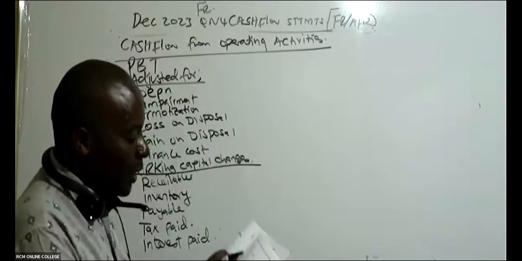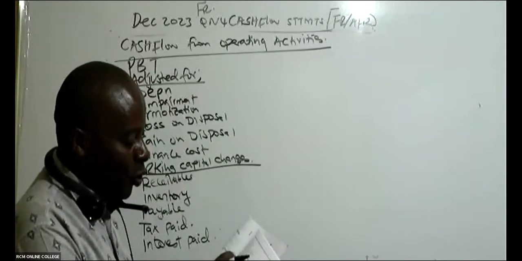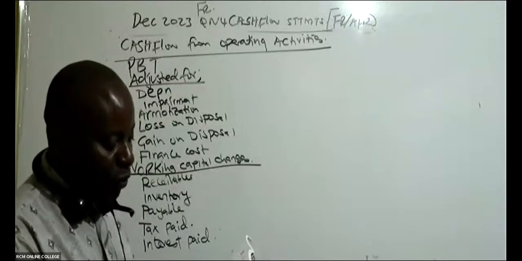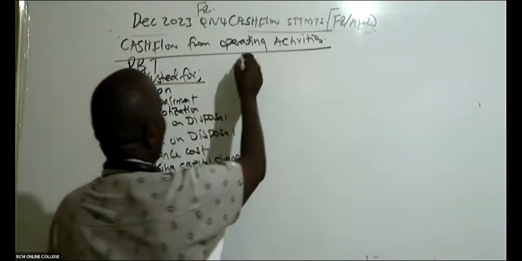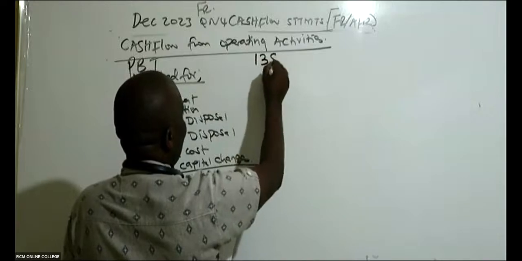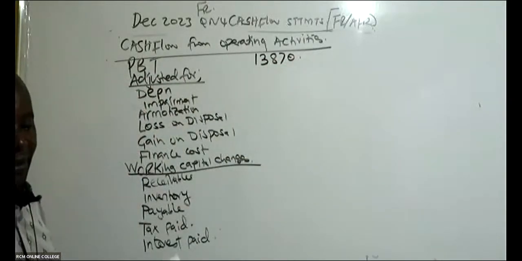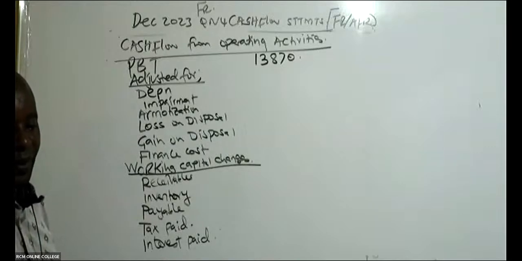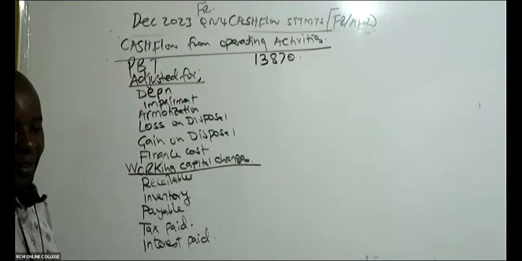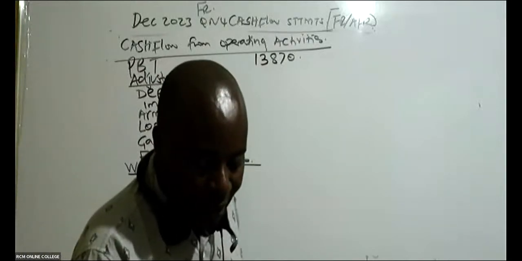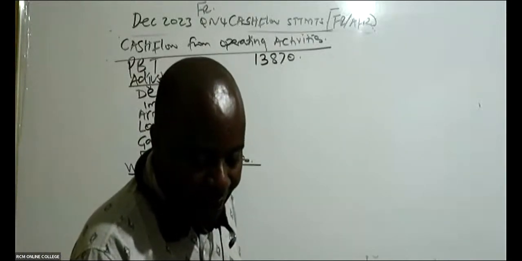Then are you able to see somewhere there profit before tax? Is there anybody who is able to see the profit before tax of 13,870? Maybe they don't have the question paper. I even have it. How comes I forgot about it? I have it.